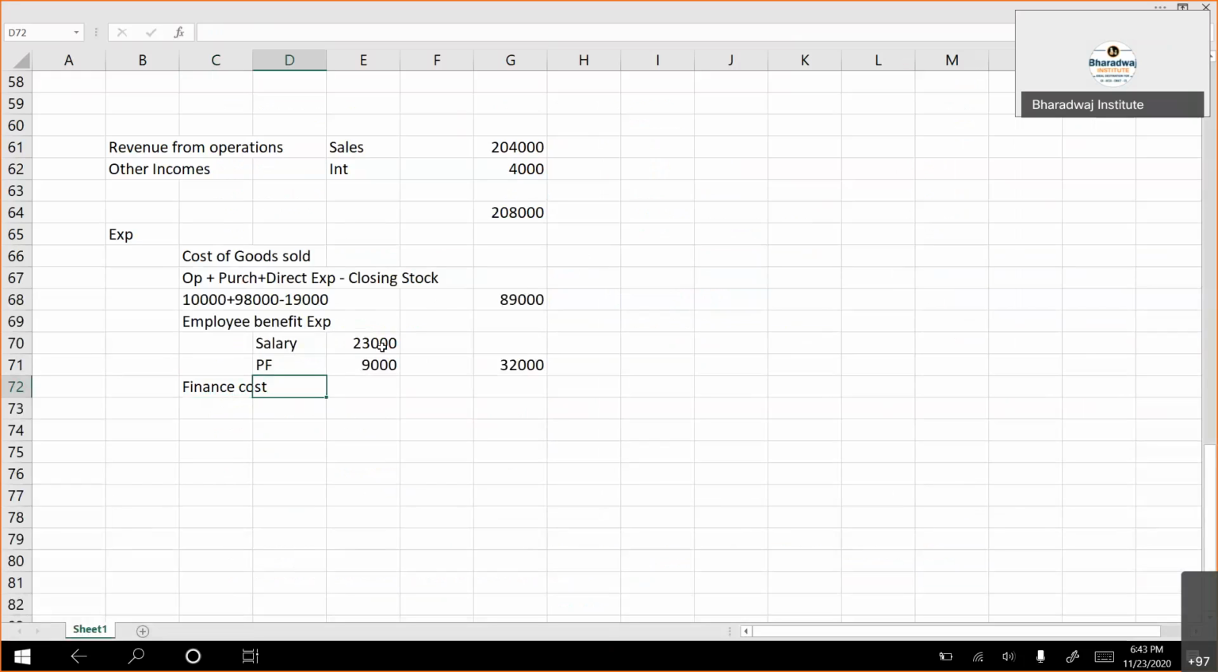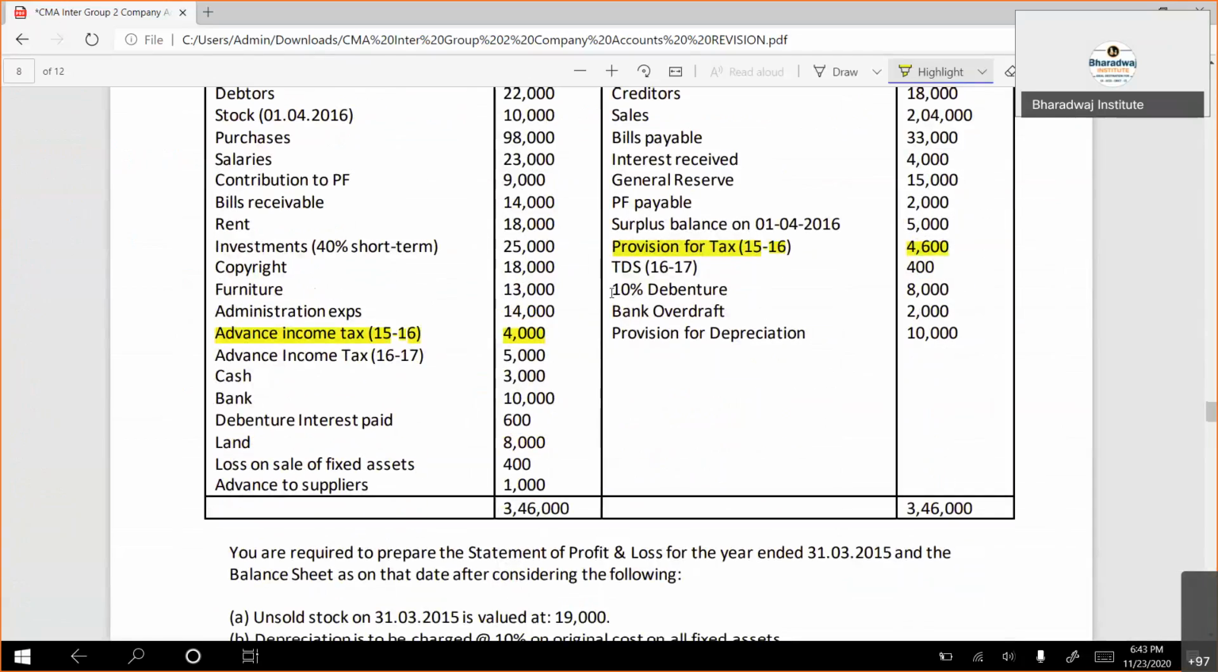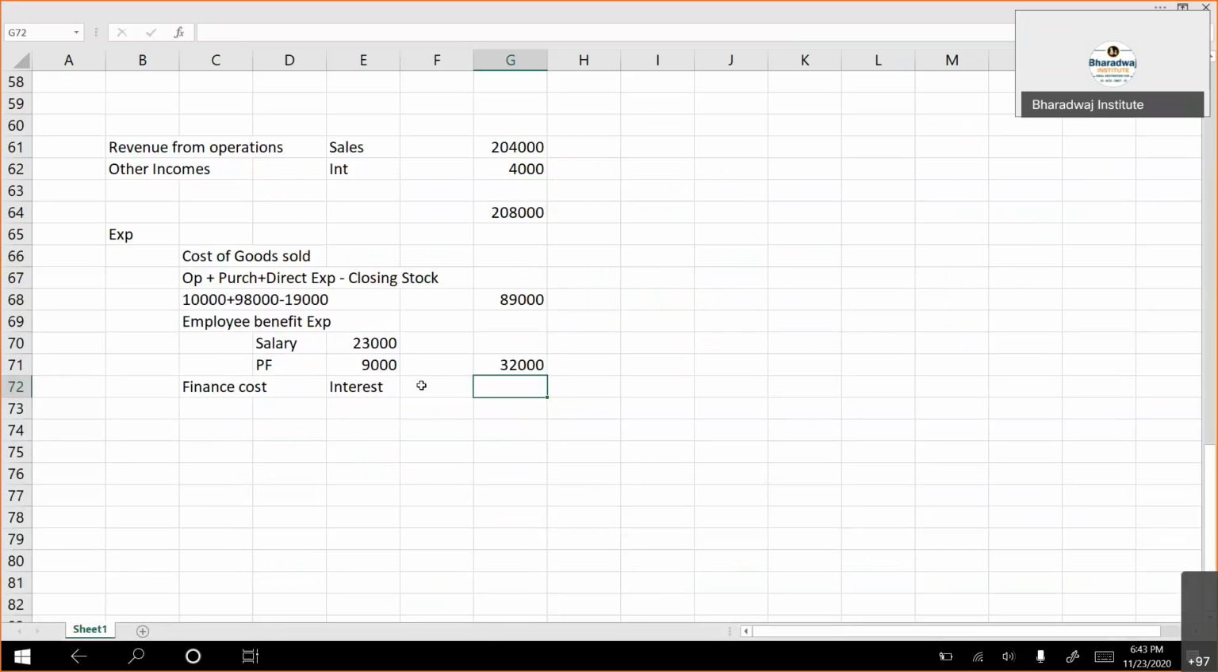Finance cost. Finance cost is nothing but interest. Interest, check the debentures value. We've got 10% debentures, which means 8,000 into 10%, 800 should have been paid. But if you look at, paid is only 600, which means outstanding amount is 200. That will come in the balance sheet. So interest amount is how much? 8,000 into 10%, accrual basis, 800. Sir, what about that remaining 200? That will be shown as an outstanding expense, other current liability, like that.